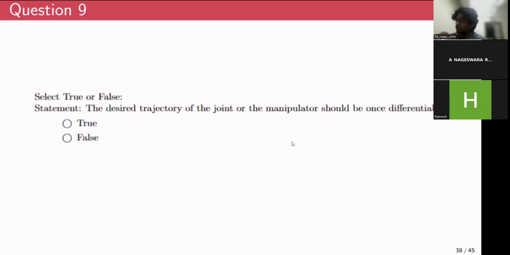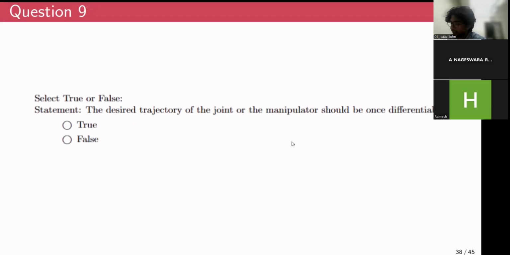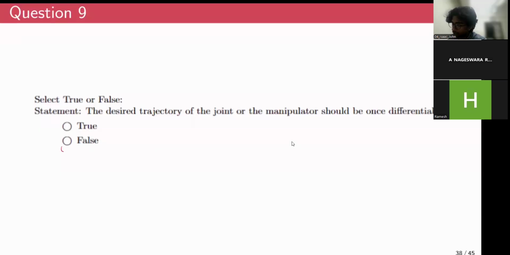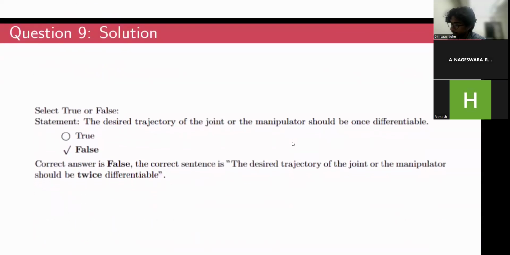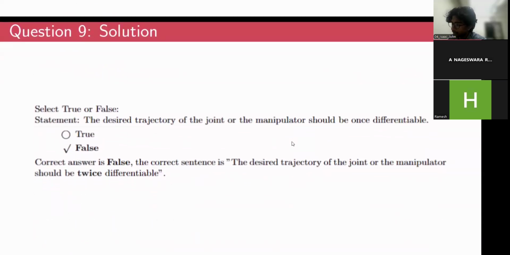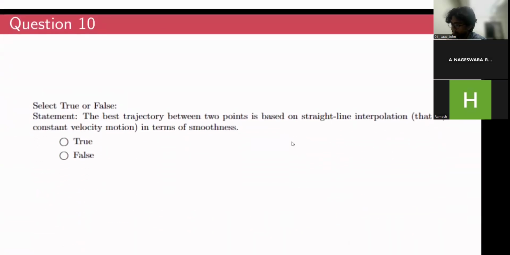Because if your trajectory is linear, if you differentiate it once, you will get a constant, and if you differentiate further, you will get zero. So it has to be at least twice differentiable in order for you to execute a trajectory. So in that regard, this option is false. You need at least twice differentiable.